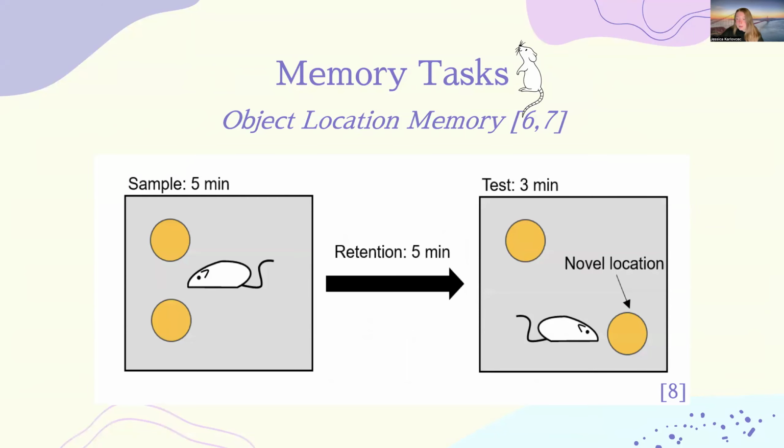Now we have the object location memory task. The setup here is exactly the same as the object recognition memory task I just discussed. However, this time, instead of the actual object being changed between the training and testing phases, the location of one of the objects is changed instead. The researchers will therefore be determining if the animal recognizes the change of the object's location.